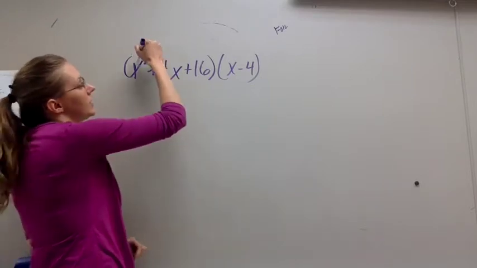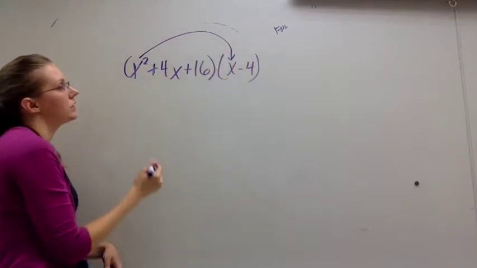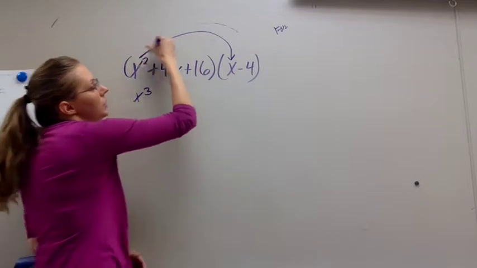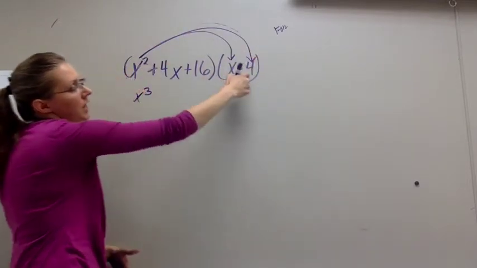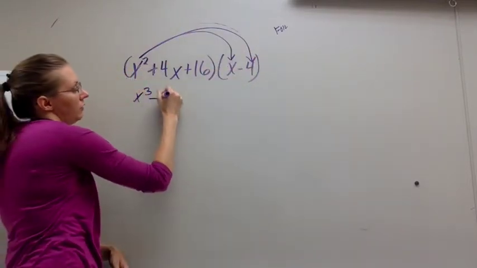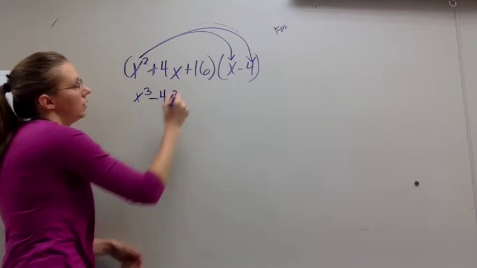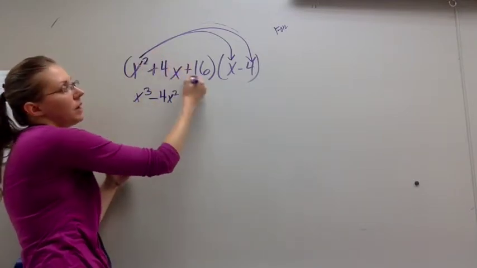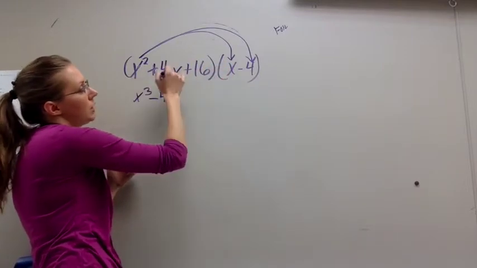So instead, I'm going to do this, x squared times x. Well, x squared times x is x to the third. Now I'm going to do x squared times negative 4. So negative 4x squared, right? X squared times negative 4. Now I'm done with this piece. I'm going to go to my second one. I've sent this to each of those. I'm ready to move on.